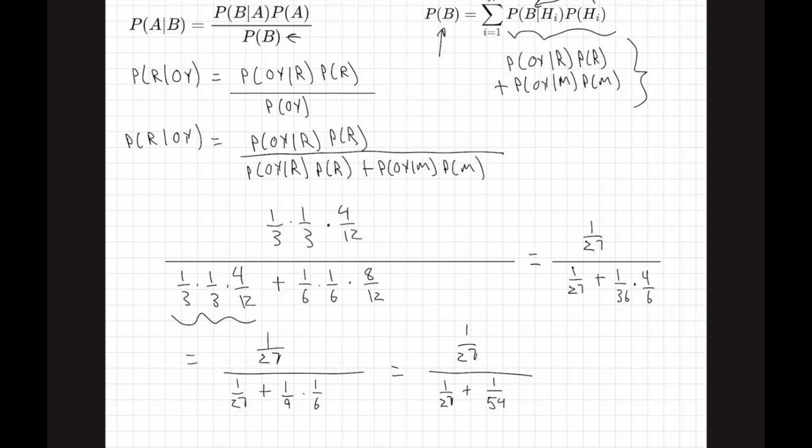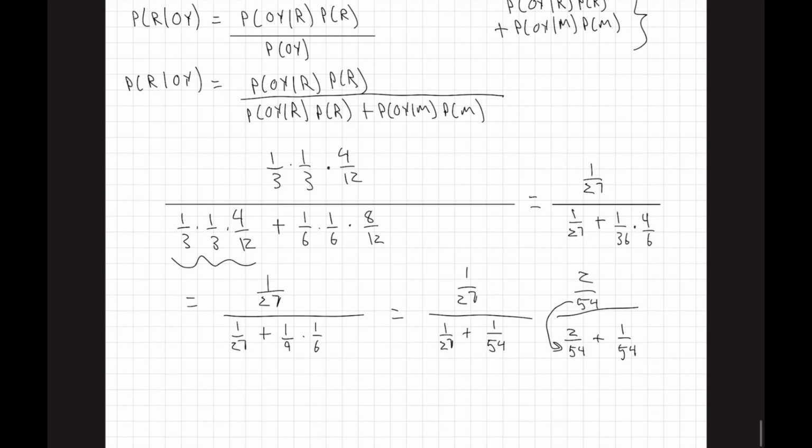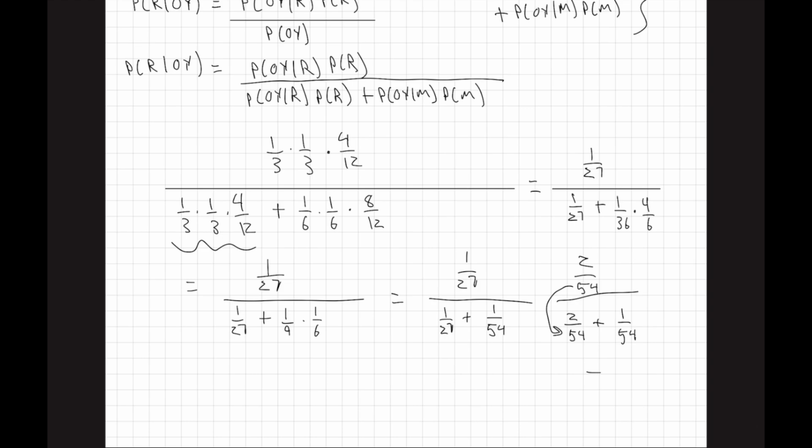All right. And if we change everything to have the same denominator of 54, we have 2 over 54 over 2 over 54 plus 1 over 54. And if we bring this 54 down, since it's in the denominator of the numerator, we get 2 over 2 plus 1, which is equal to 2/3.